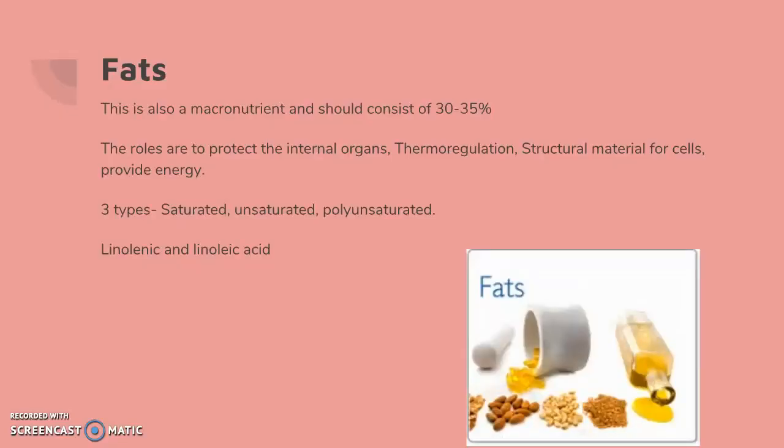Fats. The roles of fats are to protect the internal organs, thermal regulation, structural material for cells, storage of fat-soluble vitamins, provide energy, growth and repair, supply essential fatty acids, and for flavour. There are classifications of fats. 1. Saturated fat. This is bad. An example of this is butter/dairy. There is monounsaturated fats, which are good, for example sunflower oil. And there's polyunsaturated fats, which are also good, which is fish oil.